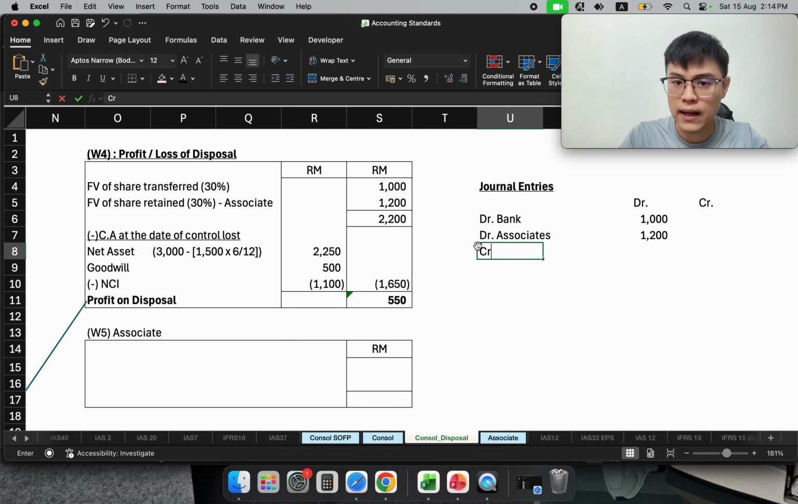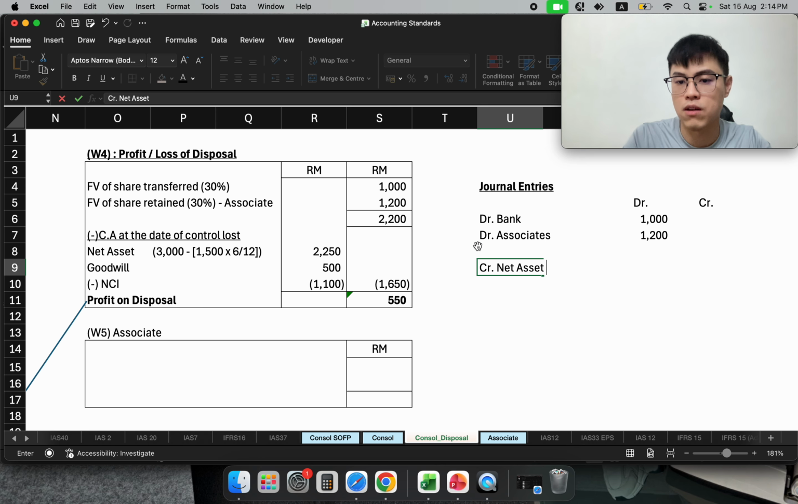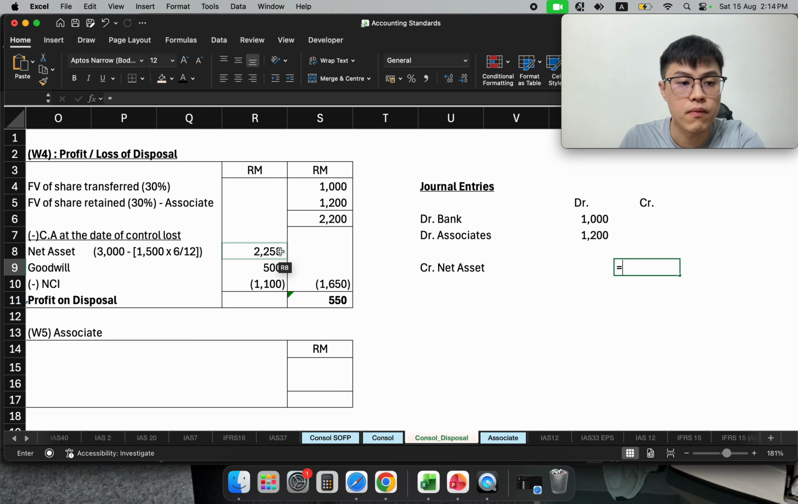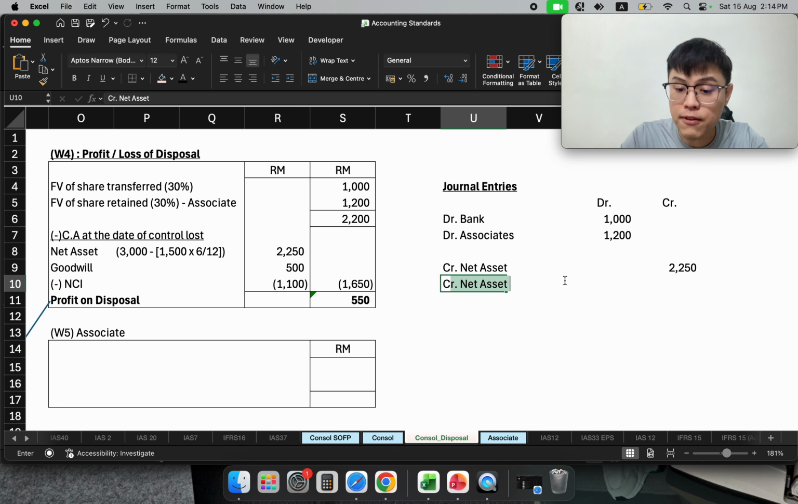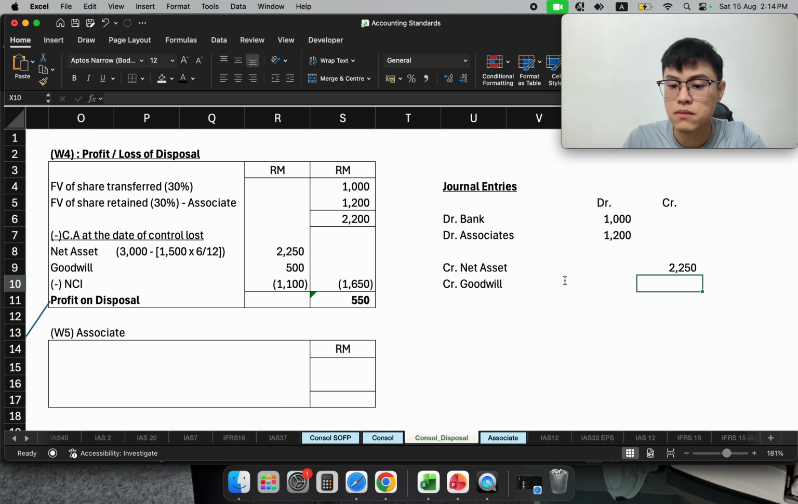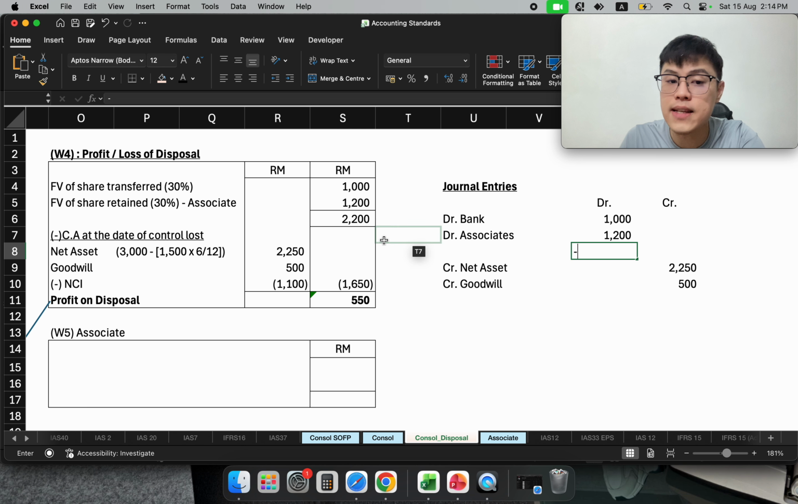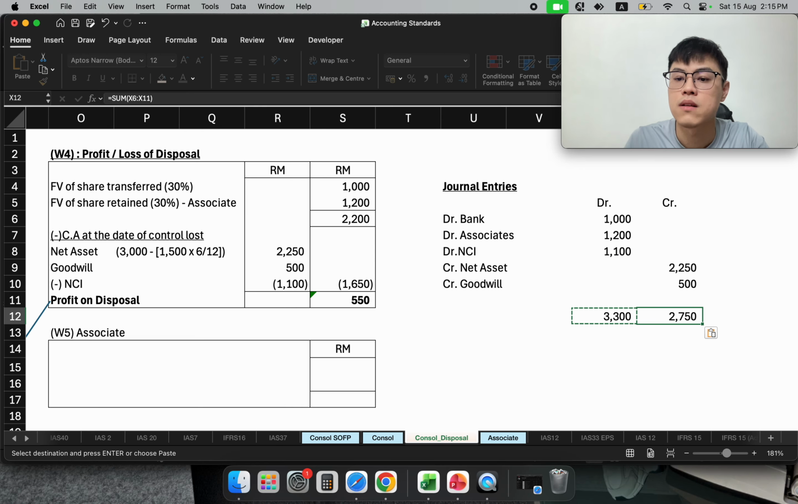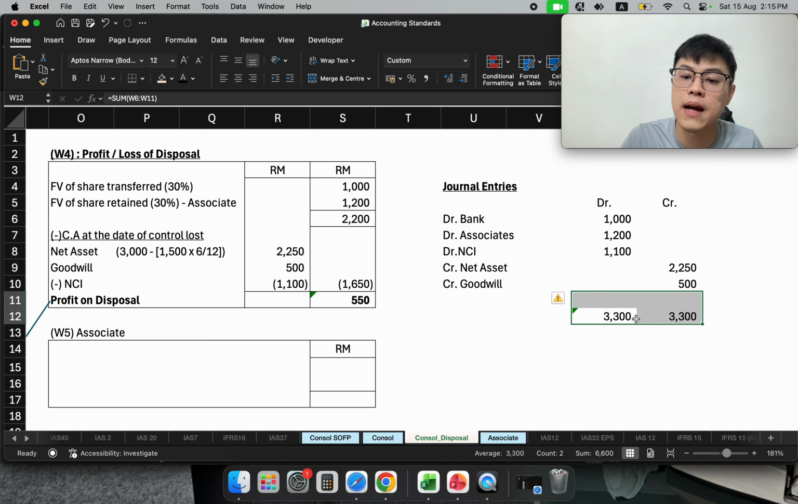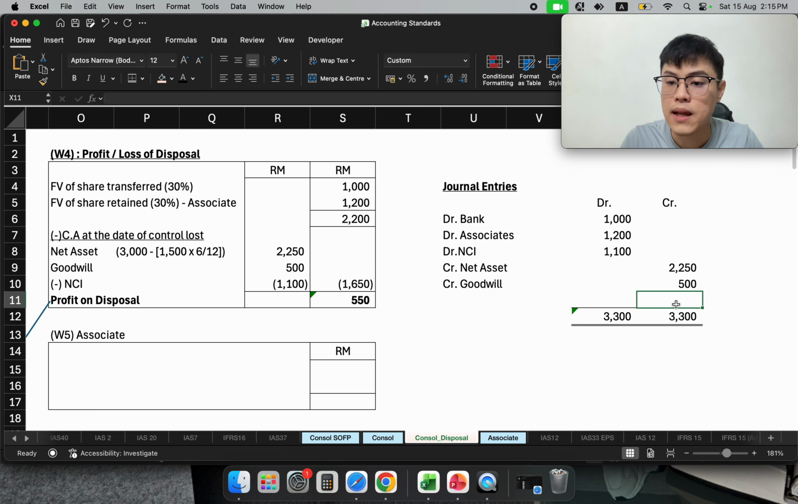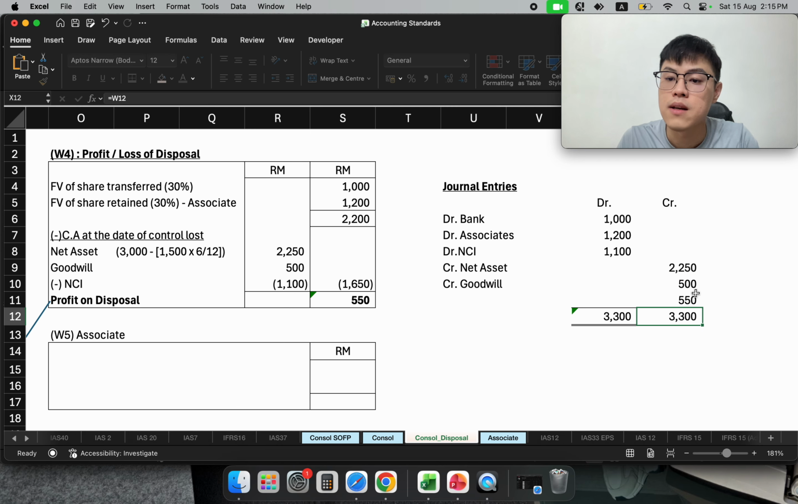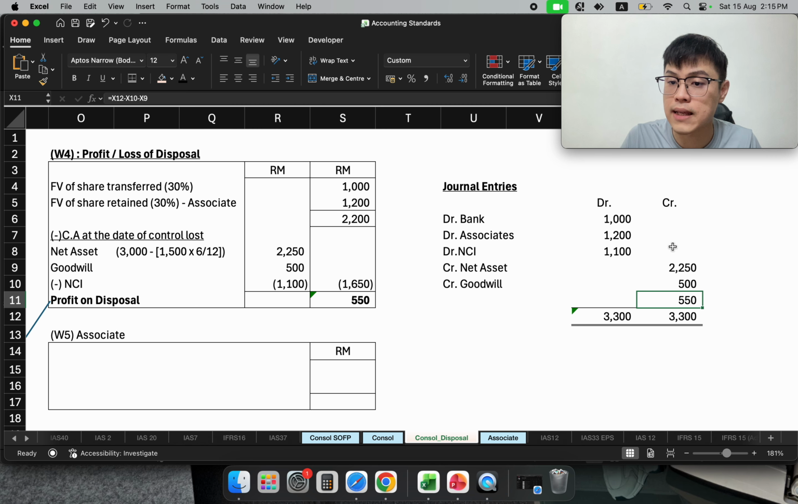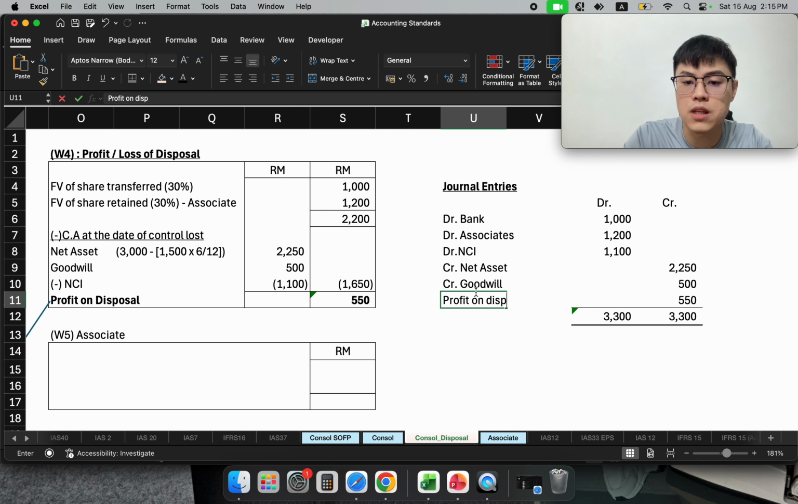out. So I will de-recognize the net asset of my subsidiary, which is 2,250. And I will de-recognize my goodwill as well. And I will de-recognize the NCI. NCI is on the credit side, so when I de-recognize, it will be on the debit side. And if we were to do a balancing, the total must be equal to 3,300, because that amount is the largest one. And I use 3,300 minus this, I will get back the profit on the credit side as a gain. So this is going to be my profit on disposal.